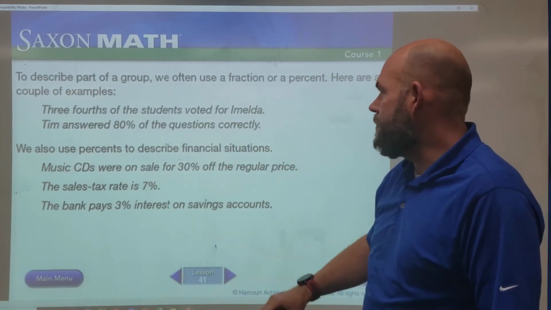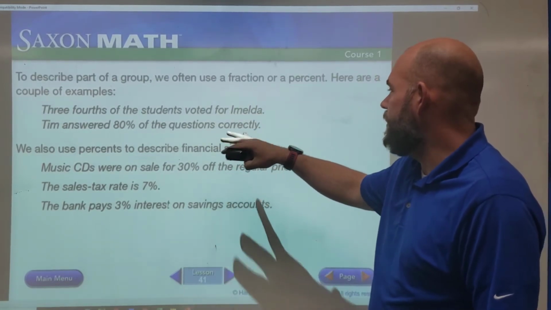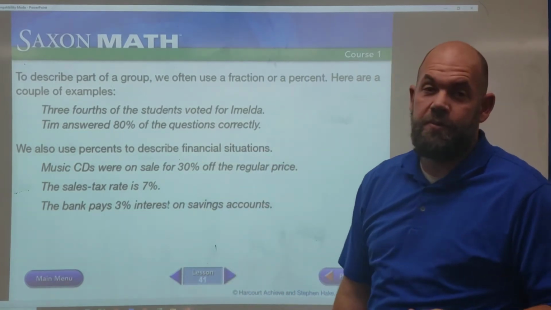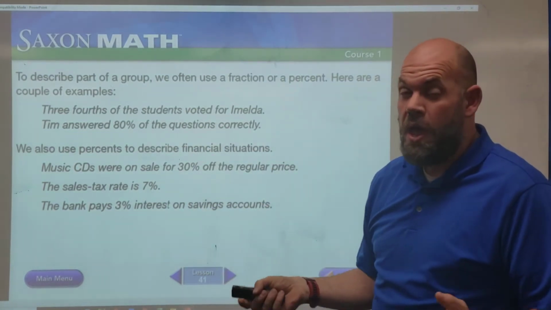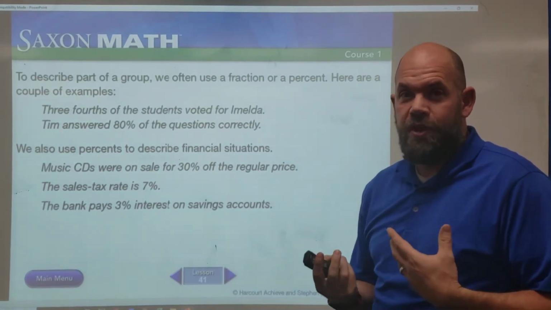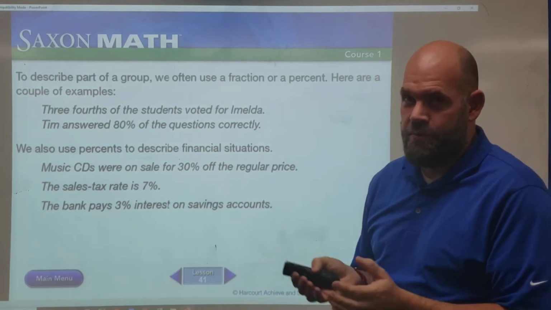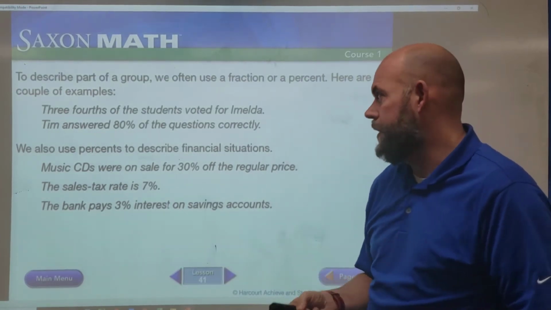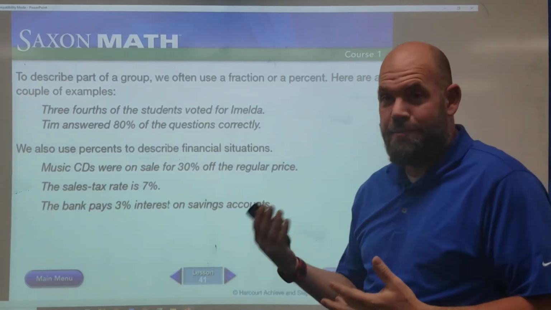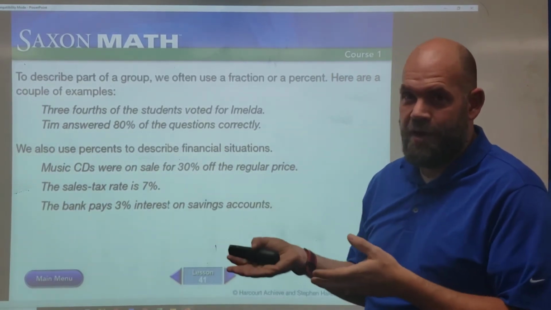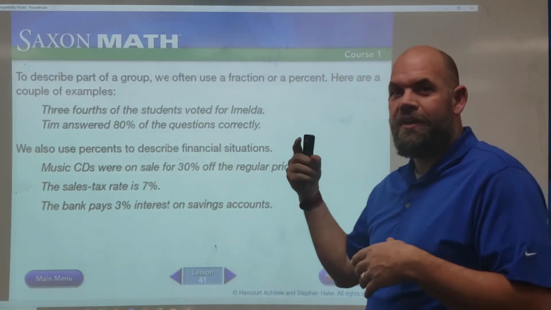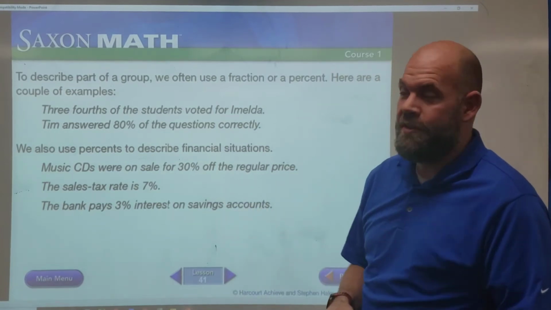So for example, when we describe a group, we sometimes talk about a fraction or a percent. For example, 3/4 of the students voted for Imelda. We could say 75% of the students voted for Imelda, but of course, 3/4 is just 75% reduced or simplified, right? Tim answered 80% of the questions correctly. We could also convert 80% to 4/5 because 80 over 100 reduces down to 4/5. So sometimes we say fractions like 3/4, sometimes we say percents.